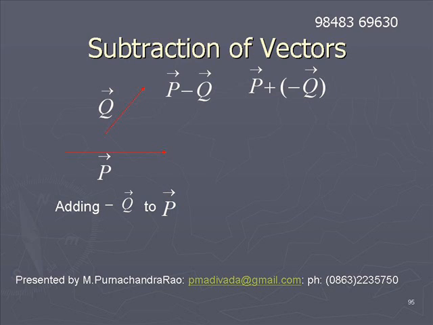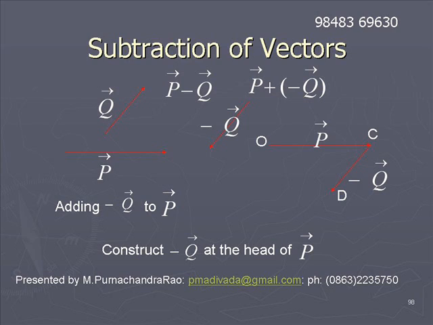Take the vectors P bar and Q bar. First draw the minus Q bar vector, then draw it at the head of P bar. Let us suppose OC represents P bar, then C is the head of P bar. From C, let us draw the vector minus Q bar.